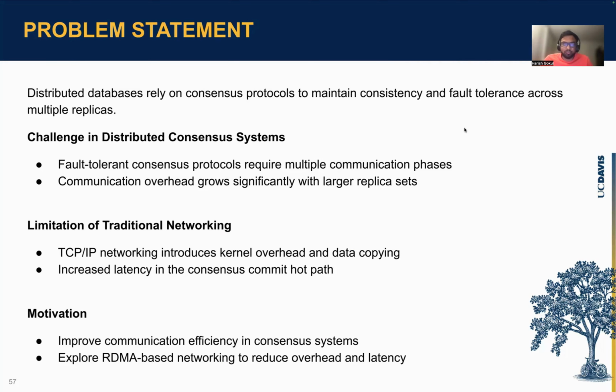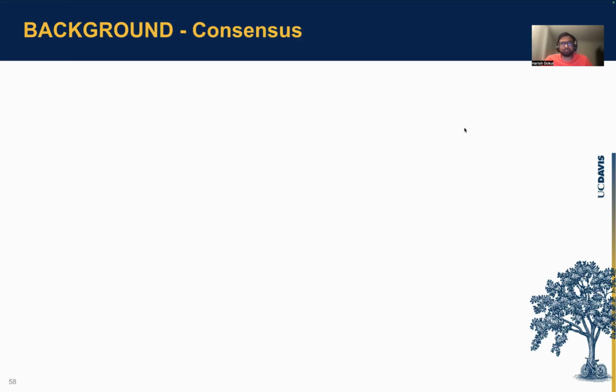So the problem statement for this project is that fault-tolerant consensus protocols require multiple communication phases, and these communication phases are usually quadratic in nature. The limitation of traditional networking is that the TCP/IP stack introduces multiple copies and overhead, and this increases latency in the consensus commit hot path. So to improve communication efficiency in consensus systems, we explore RDMA-based networking to reduce overhead and latency.